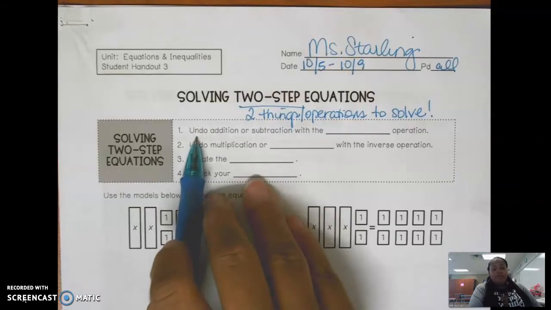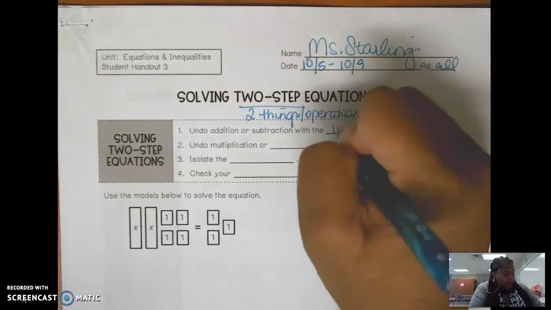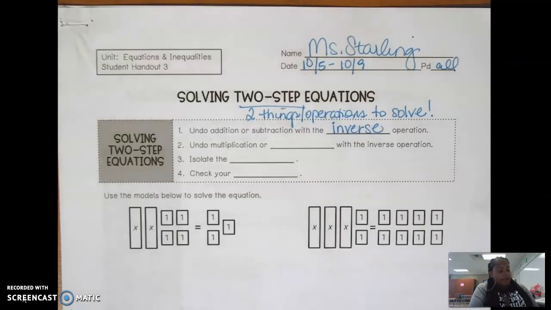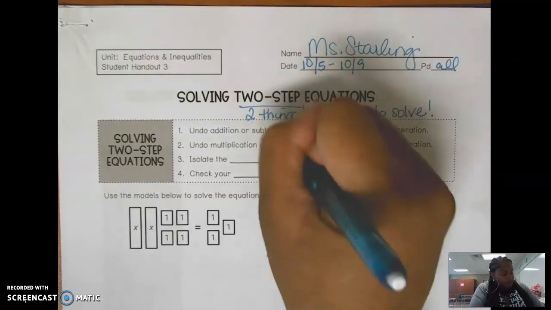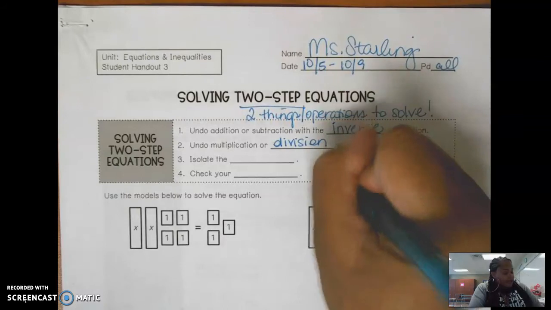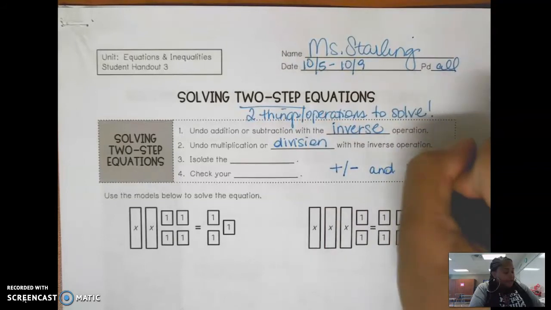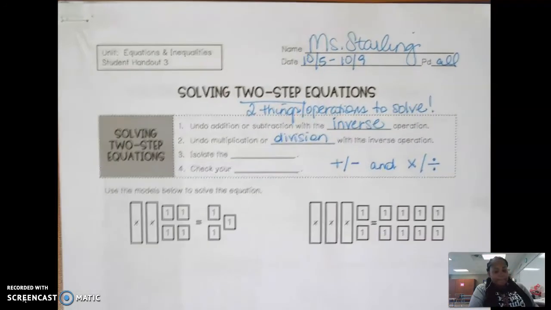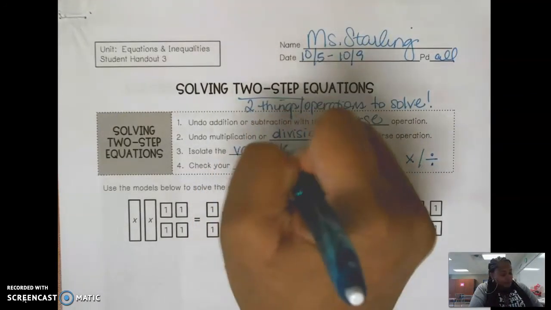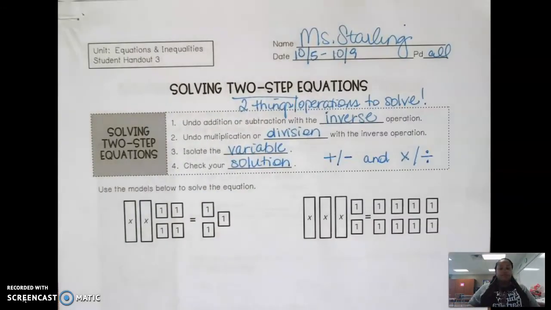So I'm working backwards. I'm undoing addition or subtraction with the inverse or opposite operation. And I'm doing multiplication or division, again, with the inverse operation. So addition and subtraction are opposites, and multiplication and division are opposites. I'm going to isolate the variable to solve, and I'm going to check my solution, which is my answer.